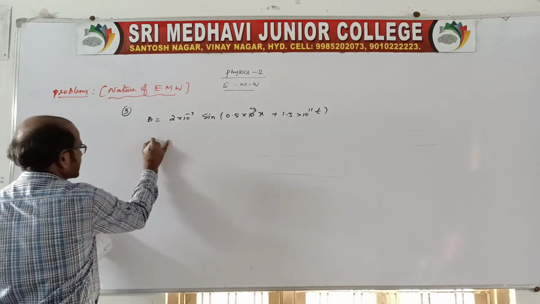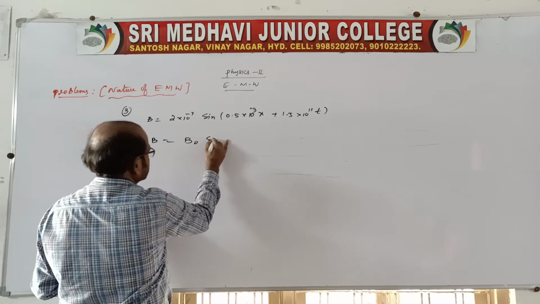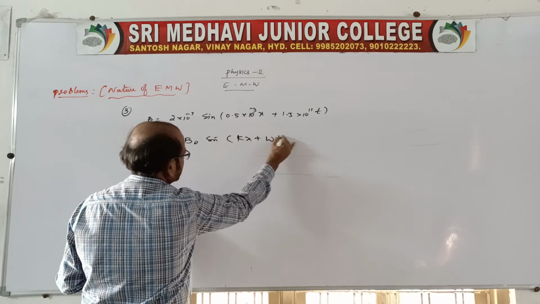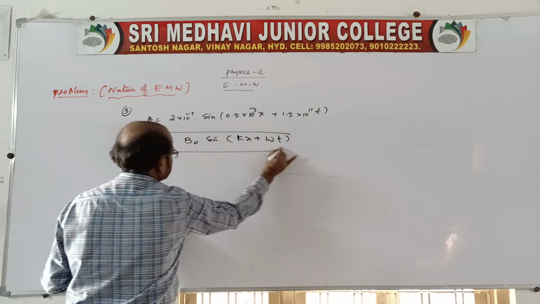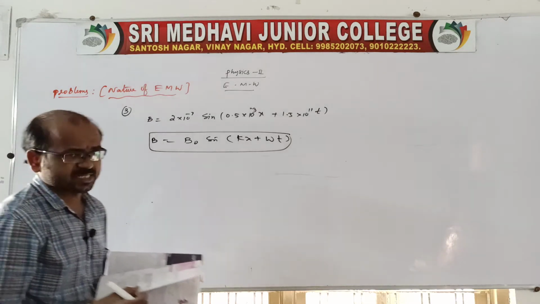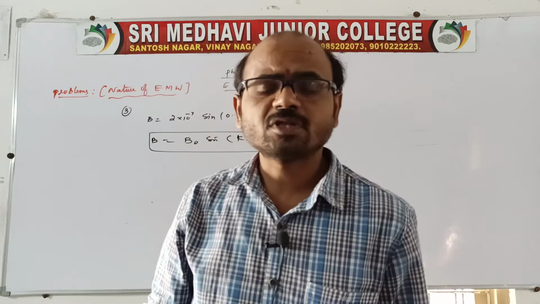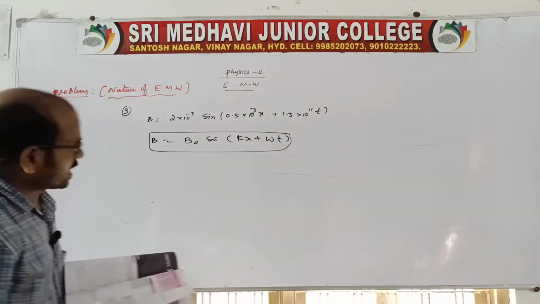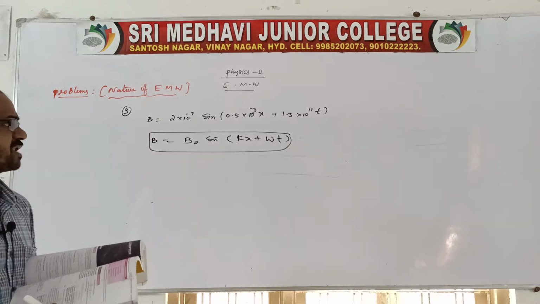You write a similar expression, B naught sine of kx plus omega t. Since a plus sign is given, that means the magnetic field vector is moving along the negative x axis.